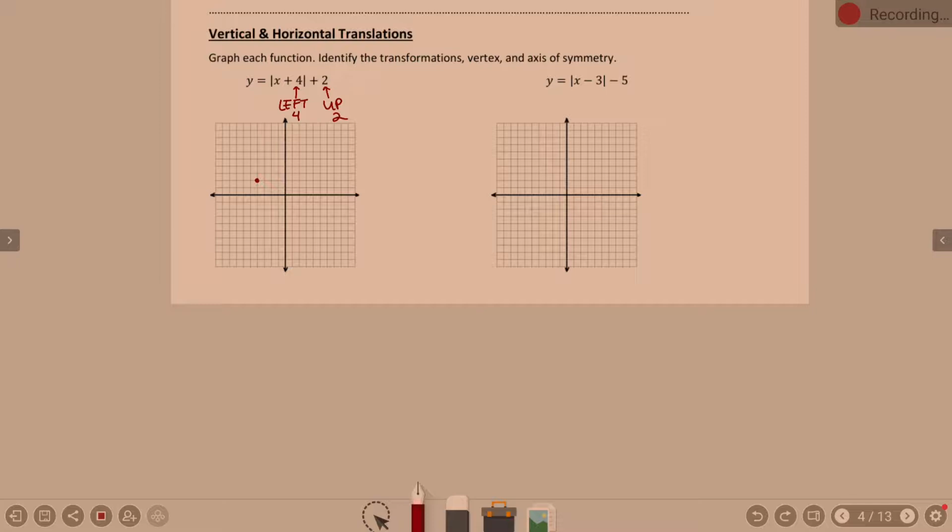Left 4, up 2. Now, what does the rest of the absolute value graph look like? What's it do from that vertex if we don't have anything else telling us to do anything different? It's going to be a V, right? How do those sides of the V go? Up 1, over 1. Can you make a couple of dots for me? I don't want you to just randomly draw a V from that vertex. I'm going to be more specific than that. So I do want at least 2 sets of dots. So I'm going to go up 1, over 1, up 1, over 1. On the left, I'm going to go up 1, over 1, up 1, over 1. And then, connect it.